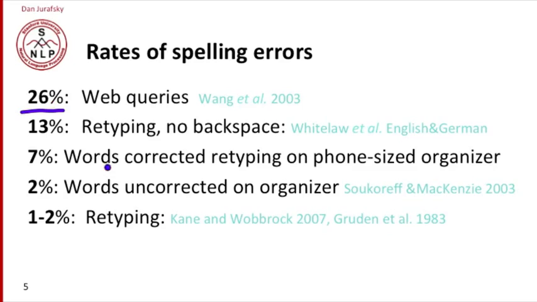Nonetheless, if you ask users to retype and you don't let them use the backspace key, they make errors on about 13% of the words. So indicating that a lot of words, they correct themselves with the backspace. If you let them correct, now we're turning to an experiment on a PDA style of phone-sized organizer, they'll correct about 7% of the words themselves. They'll still leave about 2% of the words uncorrected on an organizer, and similar numbers on people doing retyping on a regular keyboard. So a number of about 2% for people typing, and probably a much higher number for web queries, and probably a much higher number for people texting, are the kinds of spelling error rates that we see.